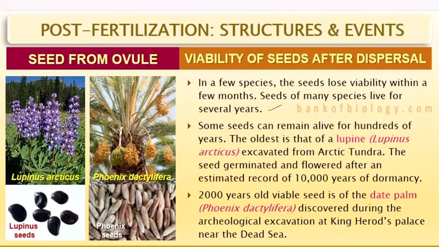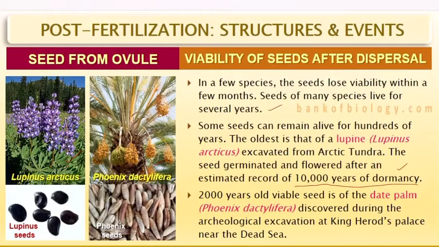Some seeds can remain alive for hundreds of years. The oldest is that of lupine, Lupinus arcticus. You can see here, Lupinus arcticus. It was excavated from the Arctic tundra. The seed germinated and flowered after an estimated record of, look at that, 10,000 years of dormancy. 10,000 years, my goodness. A 2,000 years old viable seed is of the date palm.